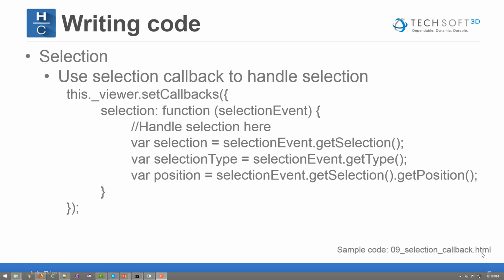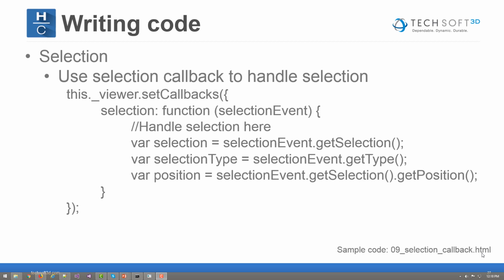Okay, so we're going to dive a little bit more into selection and the selection manager. So here's an example of a selection callback that we wrote, and you can see we're using the set callbacks method that we talked about earlier. We set the tag of selection, and then we set our callback function.